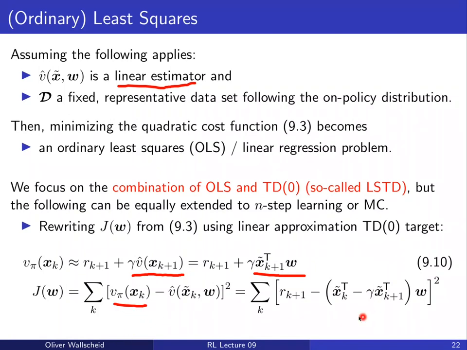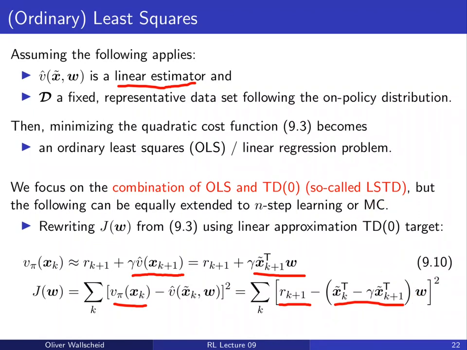And if we rearrange it in the accredited cost function, we will find that basically our estimation objective or prediction objective is now to more or less predict our reward at time step k plus 1. So this is our target, our dependent variable in the least squares sense. And our regressor is the feature vector at time step k transposed minus the discounted feature vector transposed at the next time step k plus 1, times our unknown parameter vector W, which we are going to try to find.